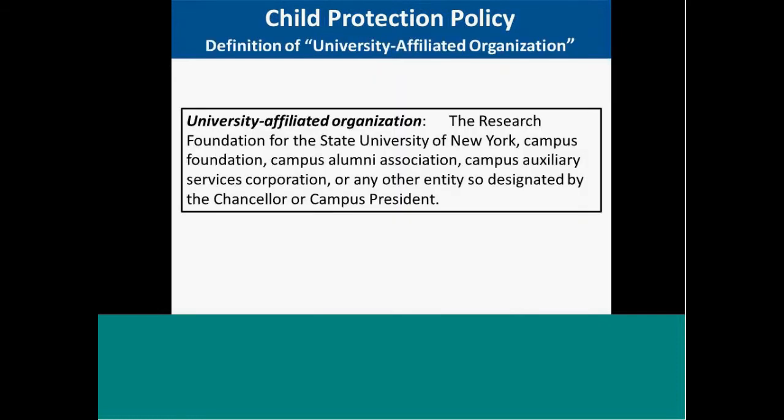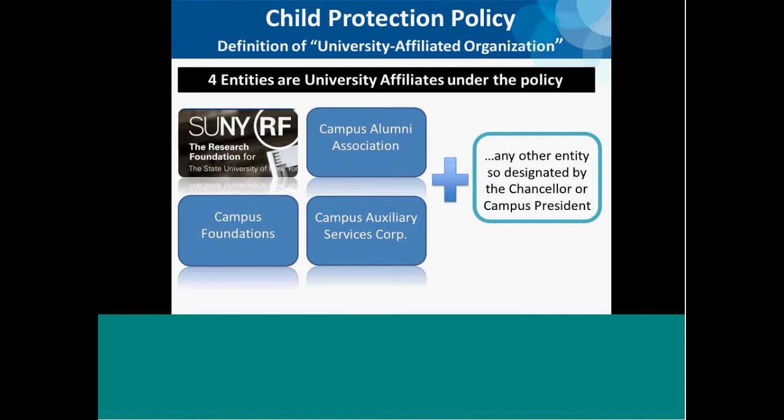Let's move to the definition of a university-affiliated organization. The policy defines a university-affiliated organization as the Research Foundation for the State University of New York, Campus Foundation, Campus Alumni Association, Campus Auxiliary Services Corporation, or any other entity so designated by the Chancellor or campus president. This slide provides a graphic representation of the definition of university-affiliated organization.